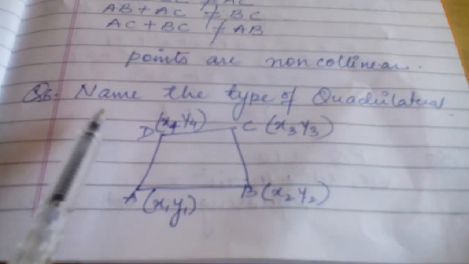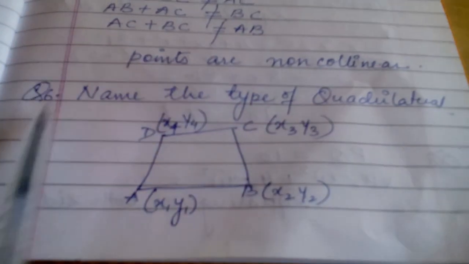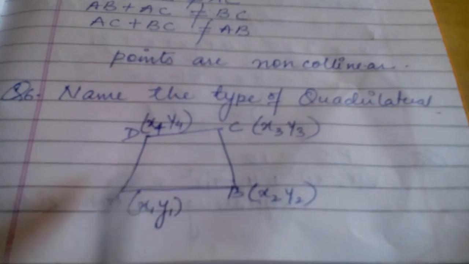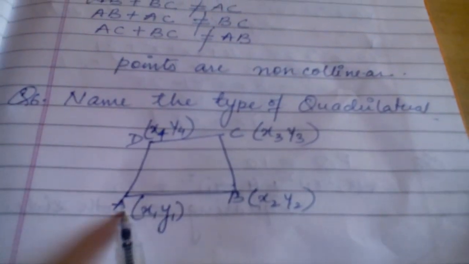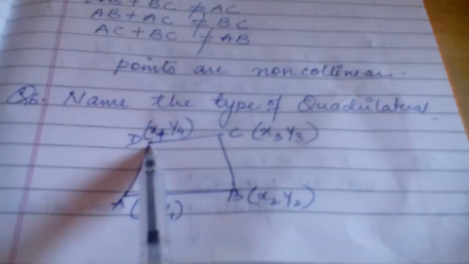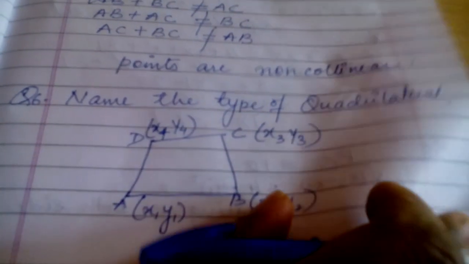Let us see some more examples for using the distance formula. Question number 6. Name the type of quadrilateral. Quadrilateral is a four-sided figure. So we'll take the coordinates x1, y1, x2, y2, x3, y3 and x4, y4. One of the types of quadrilateral is a parallelogram.